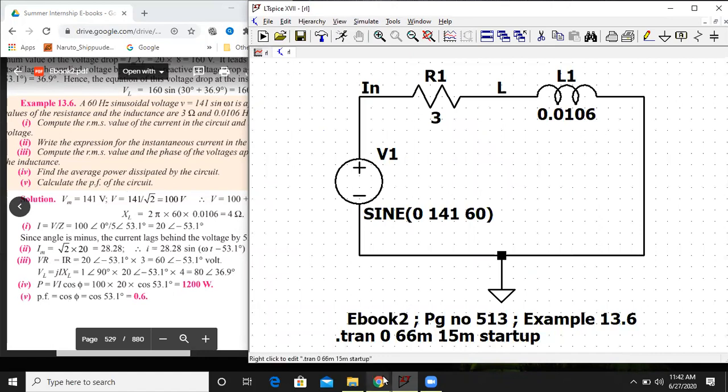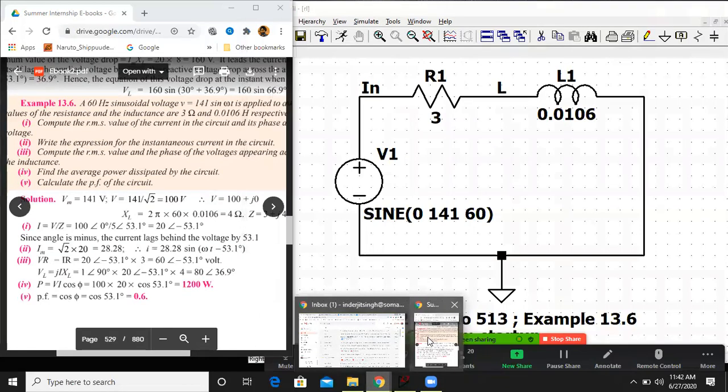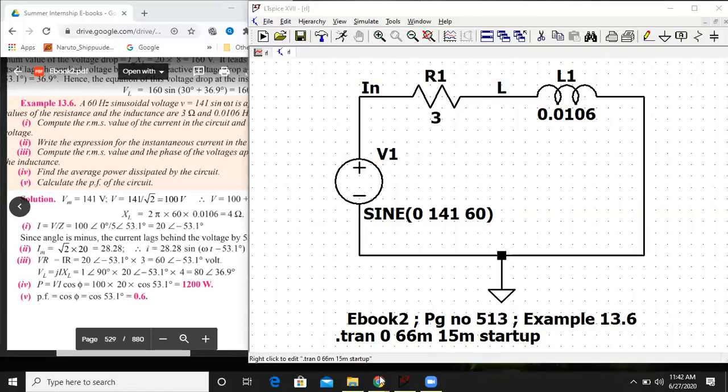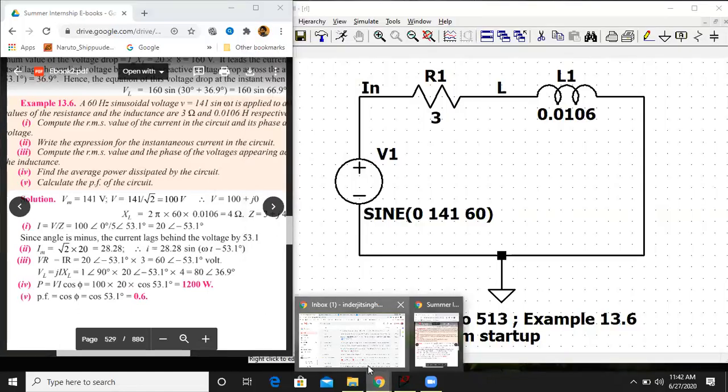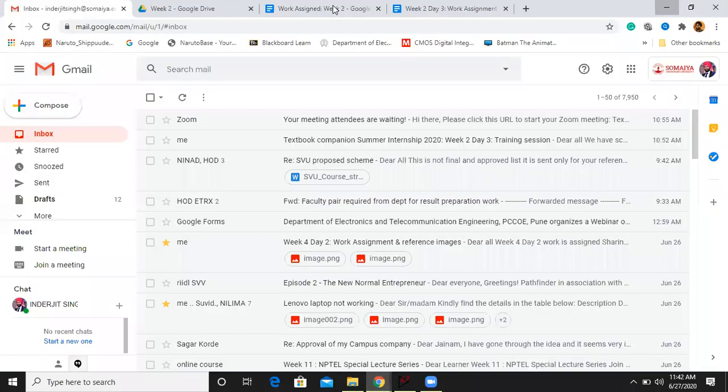So you'll get an assignment. Let me just show you quickly. I hope this will be clear. I'm not sure, it is still loading. So give it around 2-3 seconds. It will load.